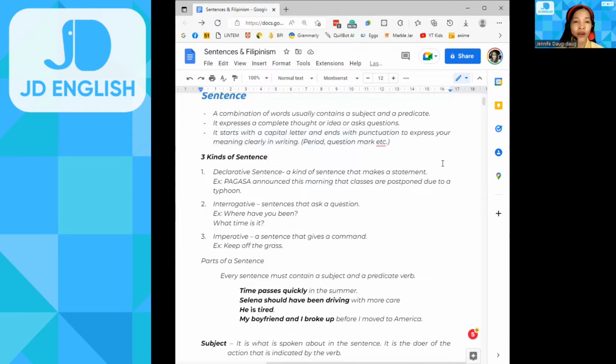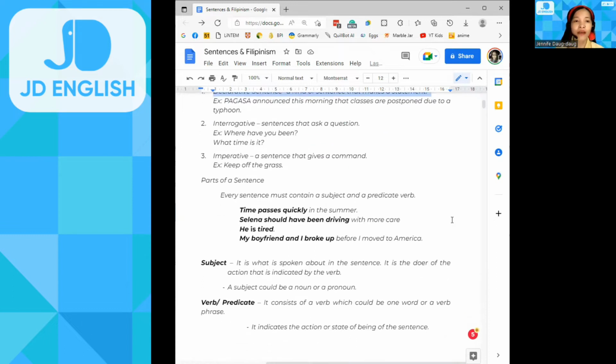So there are three kinds of sentence. The first one is declarative sentence. The second one is interrogative sentence. And the third one is imperative sentence. So let's have declarative sentence. What is a declarative sentence? A declarative sentence is a kind of sentence that makes a statement. For example, Hag Pag-asa announced this morning that classes are postponed due to a typhoon.